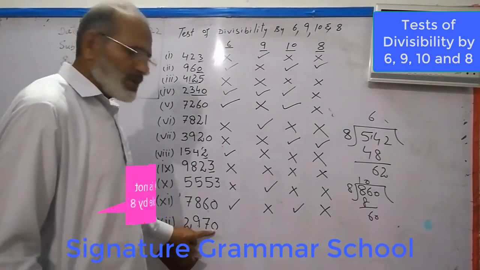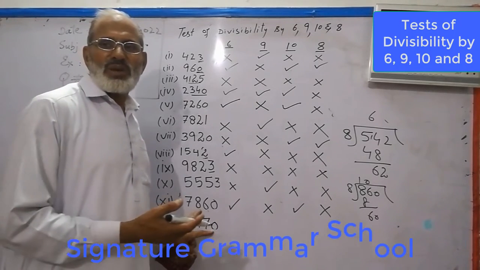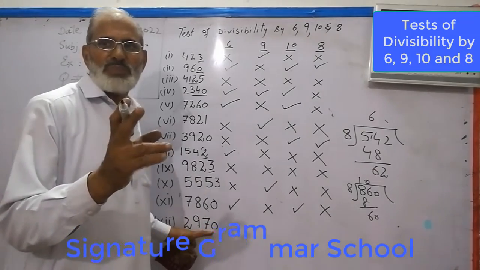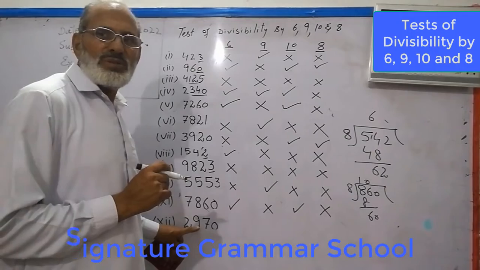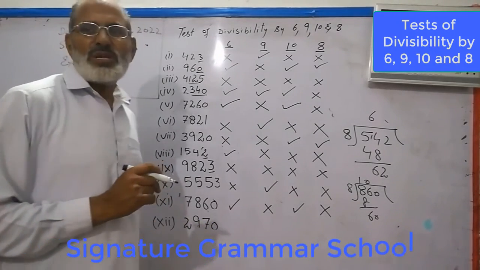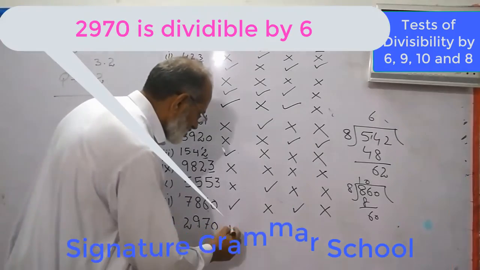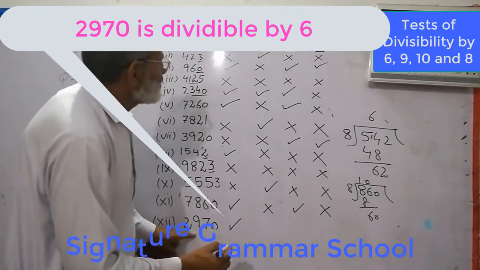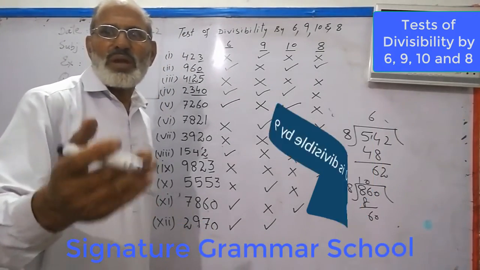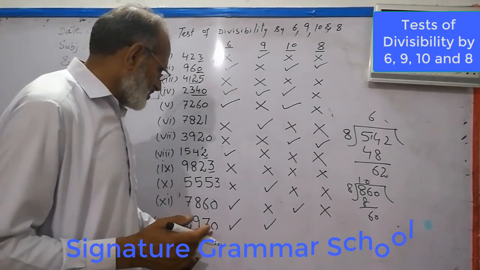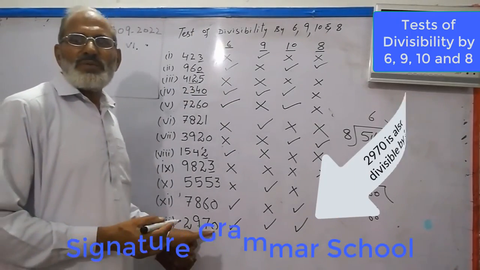Coming to the last one, here it's 0. Whenever there is 0 at the unit place, that value is divisible by 2. So the first condition is met. Coming to the second condition, 7 plus 9 becomes 16, 17, 18. 18 comes in the table of 3. Therefore, this value is divisible by 6. And this value is also divisible by 9 because 18 also comes in the table of 9 and 2 is 18. And this value is also divisible by 10 because here it is 0 at the unit place.